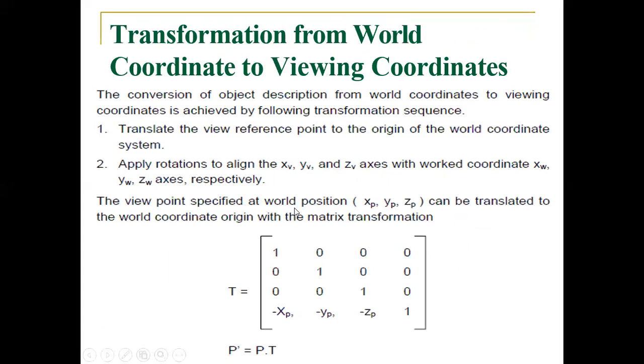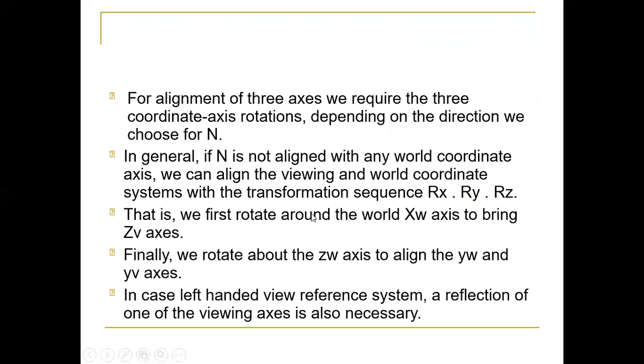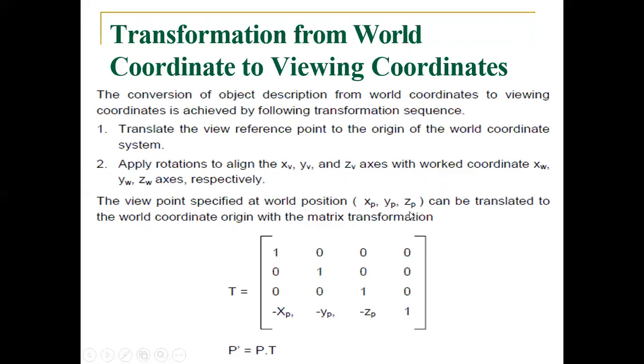So the viewpoint which is specified at a world position can be translated. How do we write the translation matrix? We know that the translation matrix is 1 0 0, and the translation value here is about a particular point. The point is our view reference point, which is xp, yp, zp. I have to do translation along the x-axis, y-axis and z-axis. It is an inverse translation because I'm making that particular point come back to my origin. That's why I take the translation along minus xp, minus yp and minus zp.